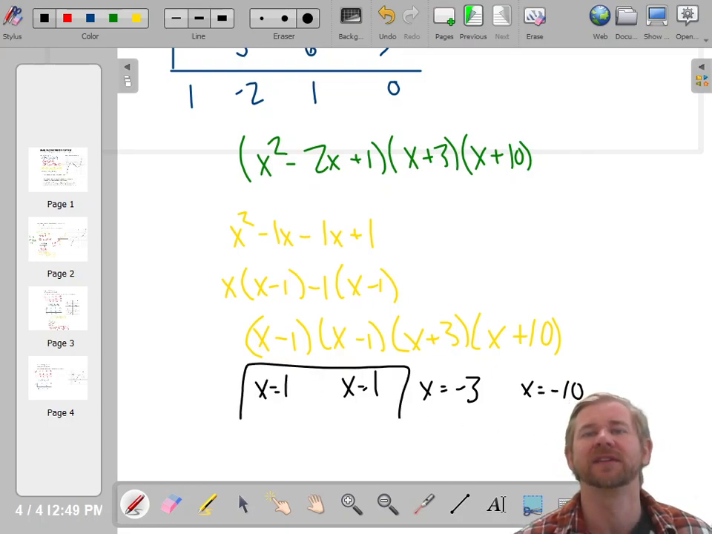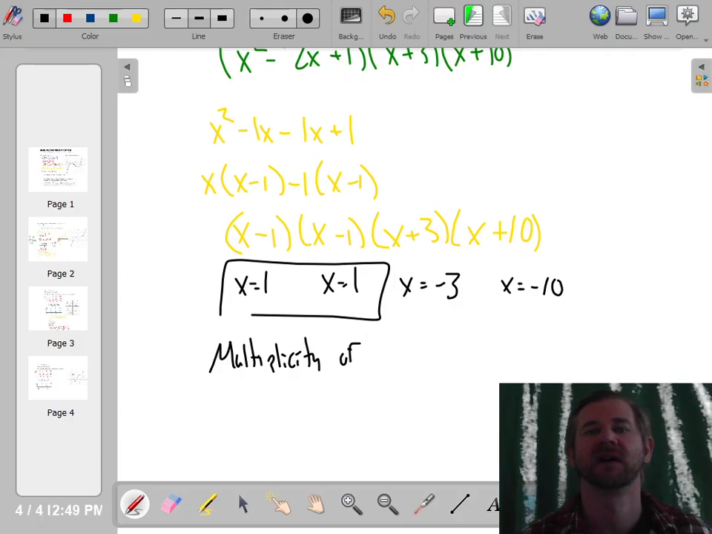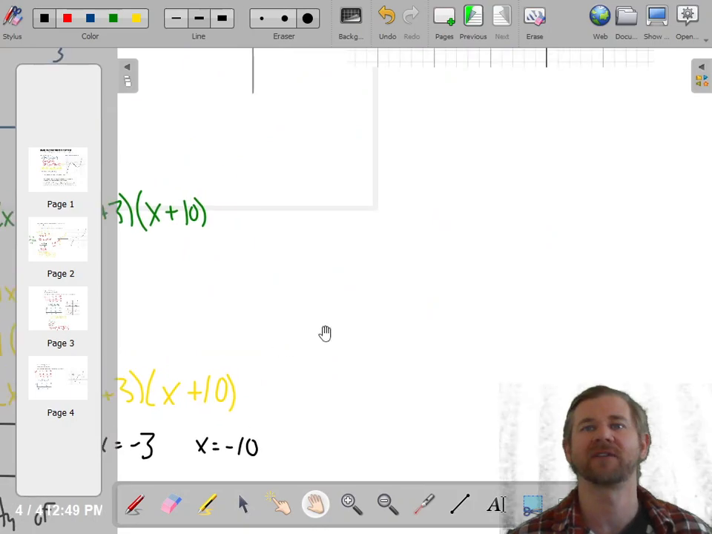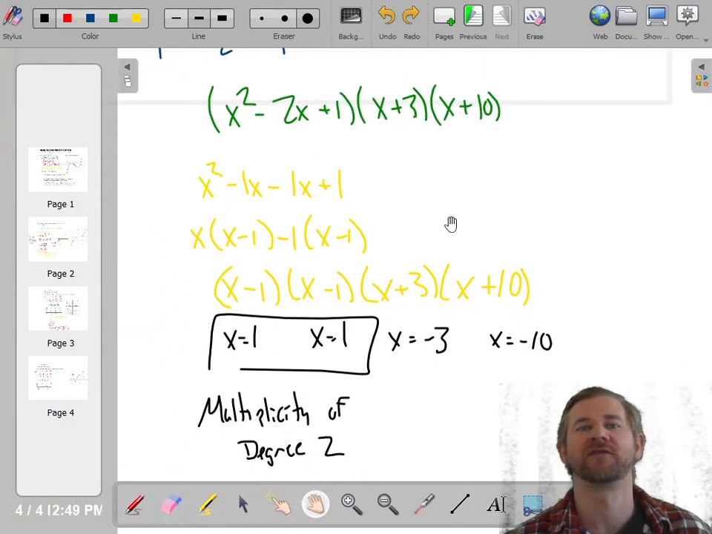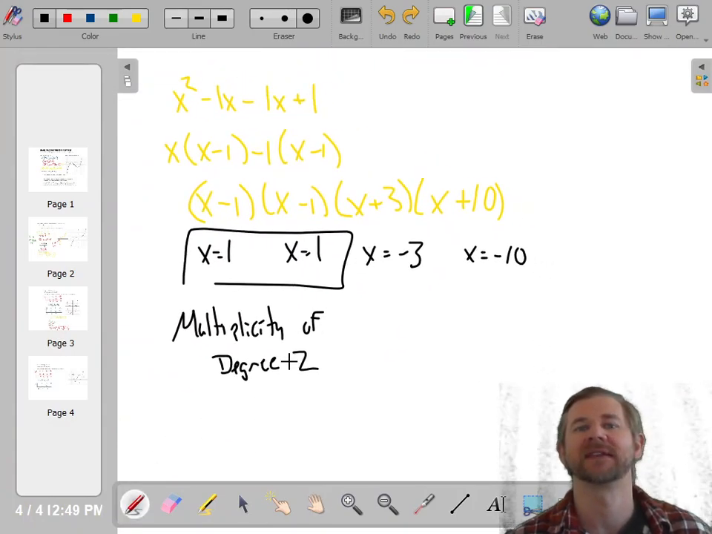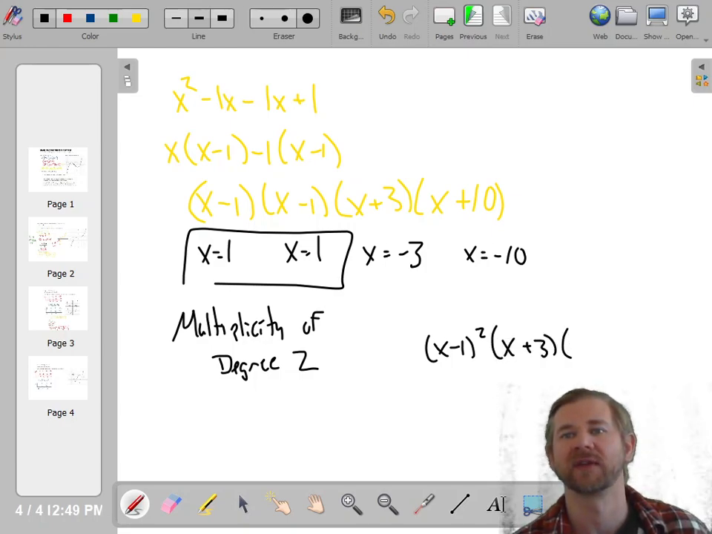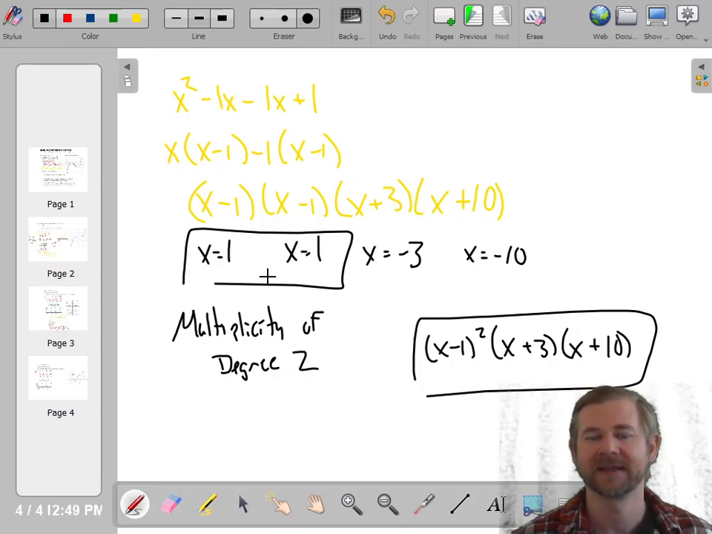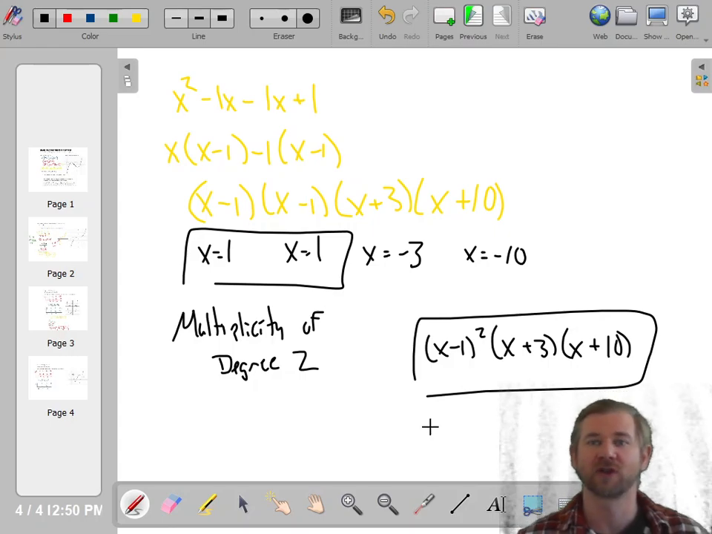Okay, you don't have to list it twice, but this is an important idea. This is called a multiplicity of degree 2. And what you can see here in the graph is it bounces off the x-axis at 1, which means in our factored form, you could write this as x minus 1 squared. So this is like a double count. And every now and then you get one like that where it bounces off the x-axis, and that means it counts twice because that same factor is in there twice. So that's called a multiplicity.